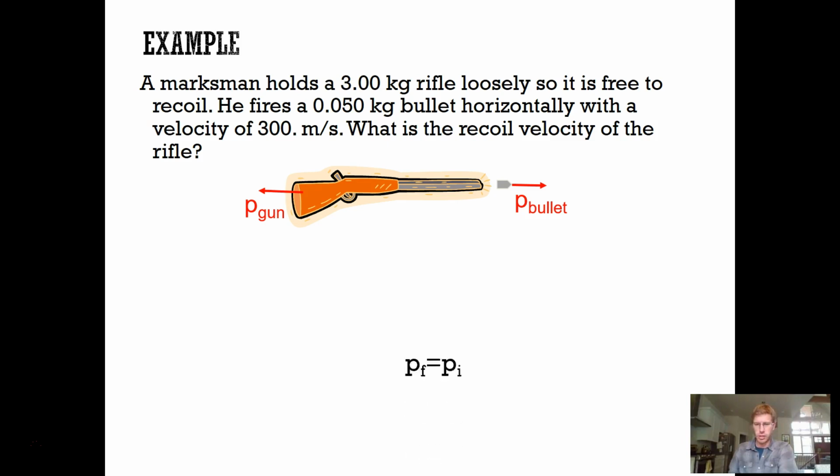So the first question is, thinking about our momentum, right? Conservation of momentum. What's our initial momentum and what's our final momentum? Pause the video, think about it, see if you can solve and get an answer. Okay, so hopefully you did.